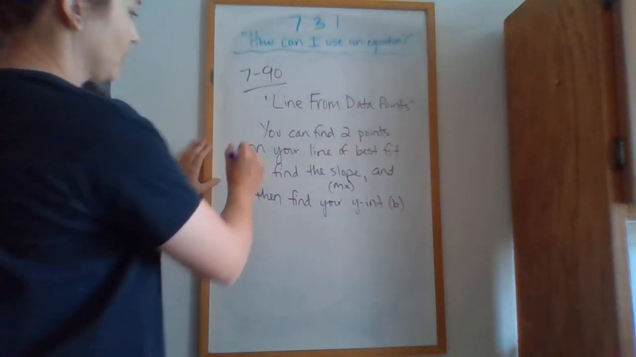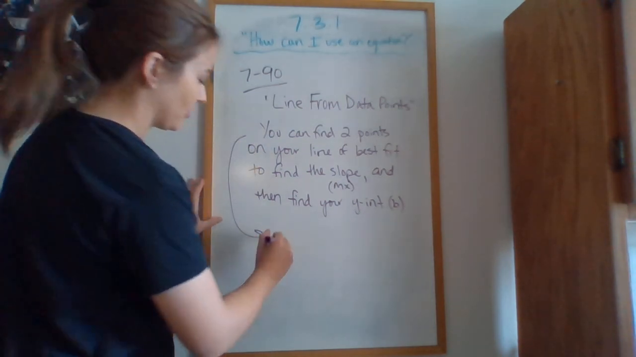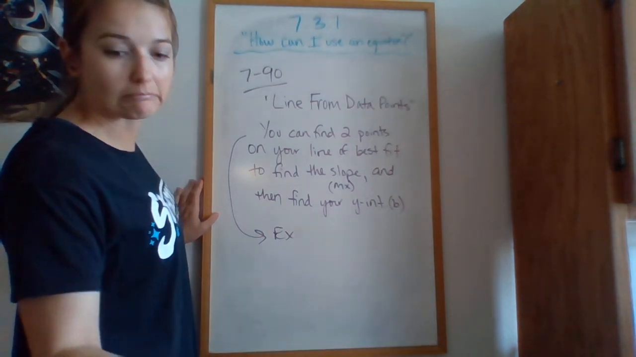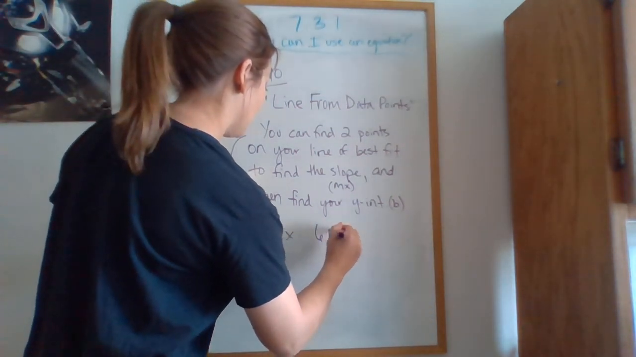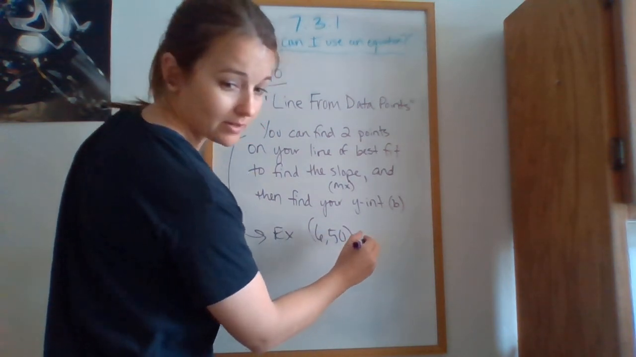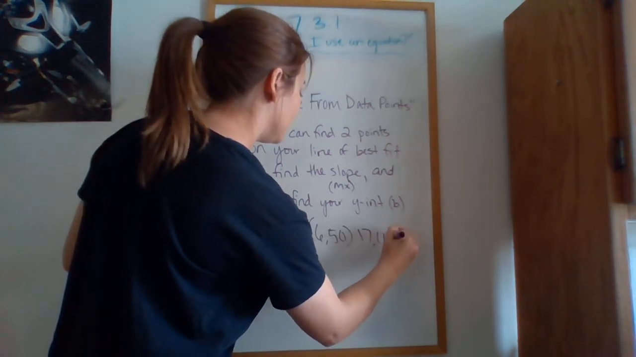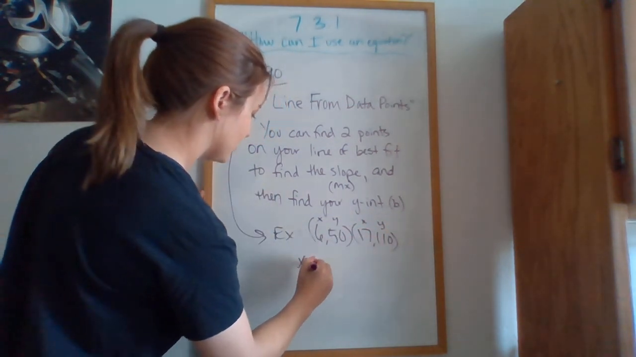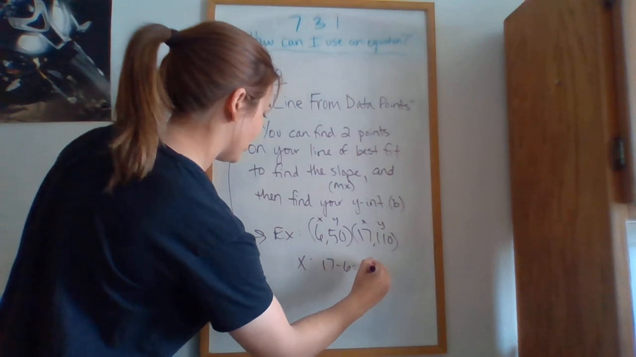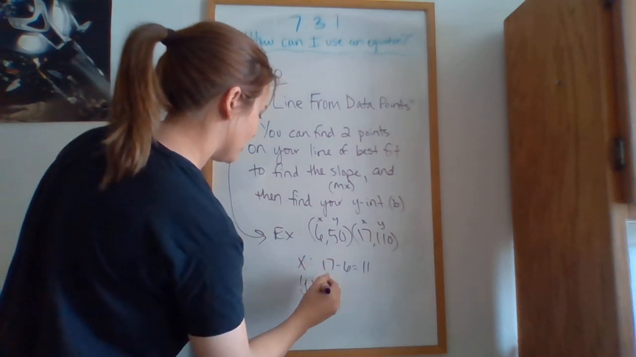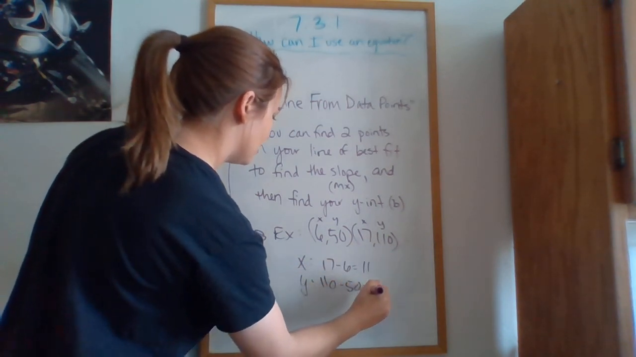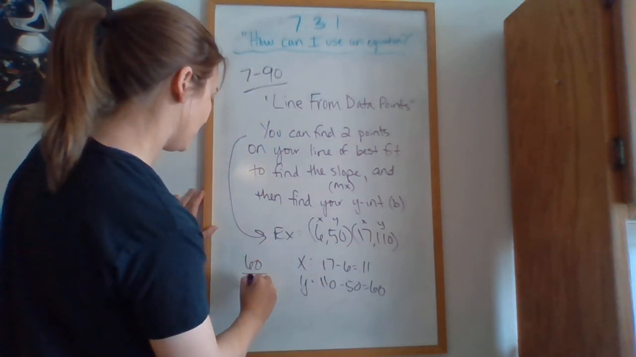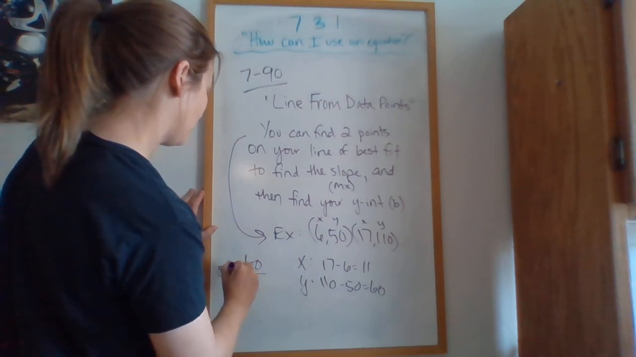And if you had the 2 points that we used before, for example, what points did I have? 6 and 50, and I had 17 and 110. So you would take for the x, 17 minus 6, which is 11. For the y, you would take 110 minus 50, which gives you 60. And then if you put it in slope form, it would be 60 over 11. It's the slope.